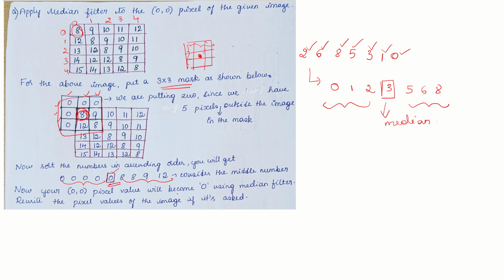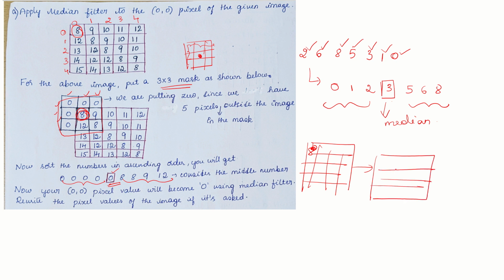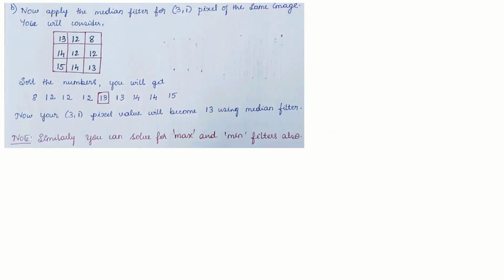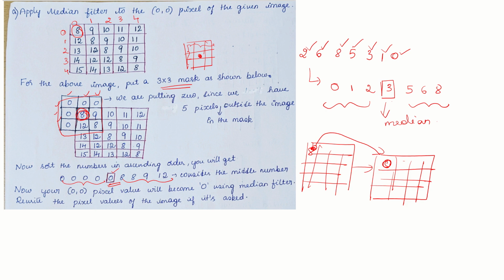Rewrite the pixel values of the image. Suppose this is your image. After doing the calculation, this was 8 before. Now your work is to rewrite it such that everything is the same except this first value, because we are replacing that with 0. Now suppose this is the first case.